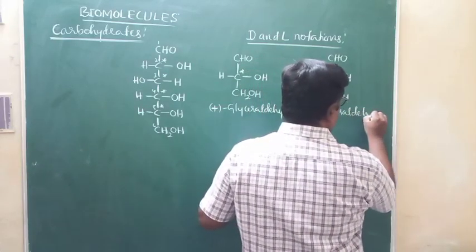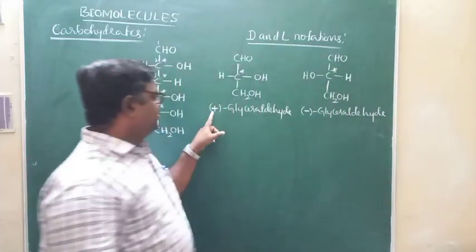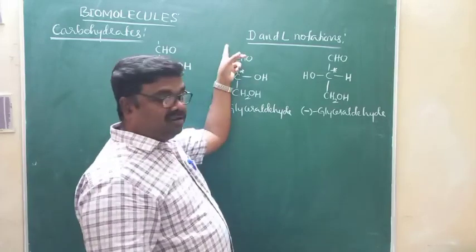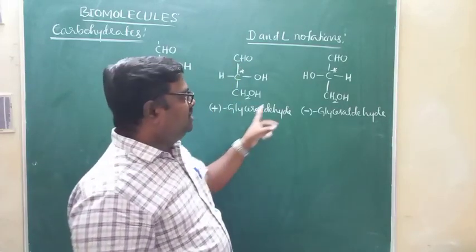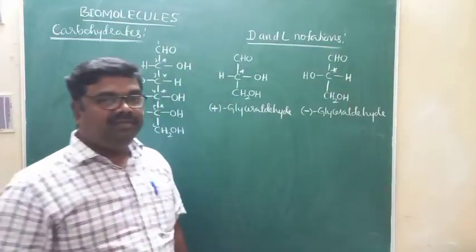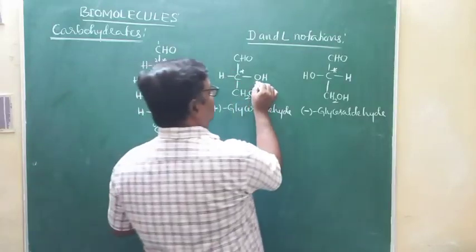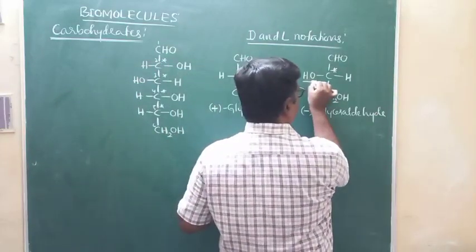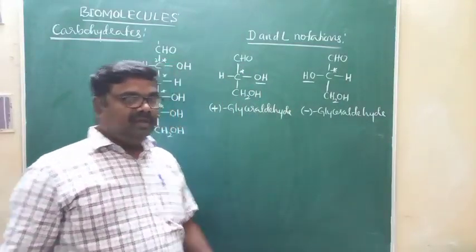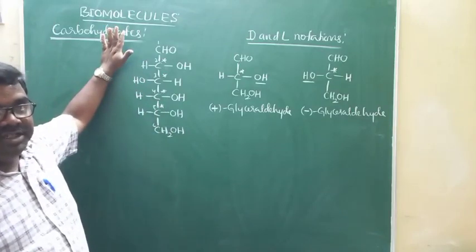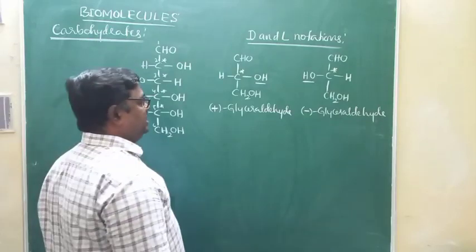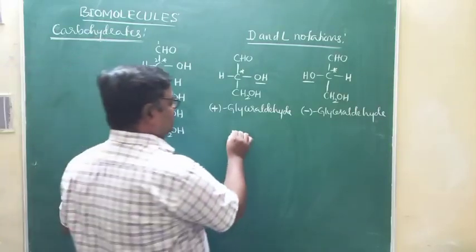This plus sign indicates the optical rotation of this glyceraldehyde. That is, this glyceraldehyde is dextrorotatory. Its mirror image is levorotatory. Just observe the configuration of the asymmetric carbon atom. Here the OH group is on the right side, here the OH group is on the left side. I can make use of this configuration of glyceraldehyde in order to assign configuration to the monosaccharides.